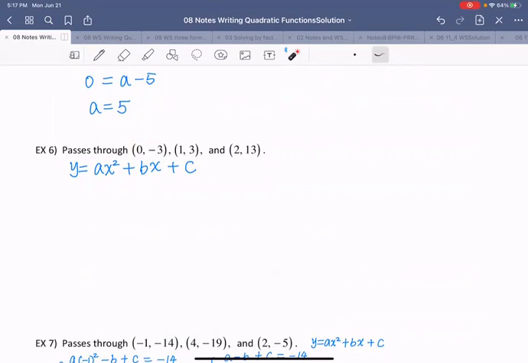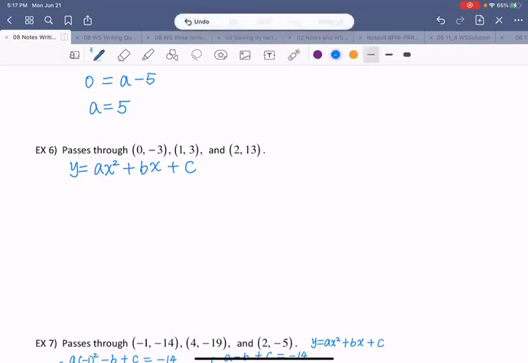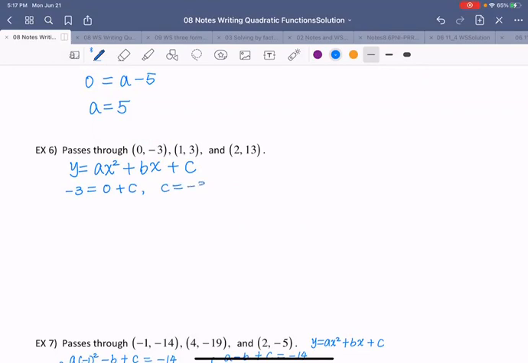So we plug in the first point, which is negative 3. So it would equal 0 equals a times negative 3 squared plus b times negative 3 plus c. Okay, so we immediately figure out c equals negative 3. Yes. So we can rewrite this.